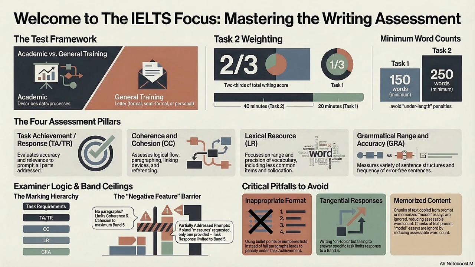Okay, let's unpack this. We are looking at a massive stack of source material today, detailing the core blueprint of the writing exam. To kick things off, help us understand the very first fork in the road for a test taker. I mean, the choice between the academic test and the general training test. Is it just a matter of different vocabulary, or are we looking at two completely different beasts? They are fundamentally different beasts, particularly when you look at how the first half of the test is actually constructed. The choice between academic, which we call AC, and general training, or GT, dictates your entire preparation strategy.